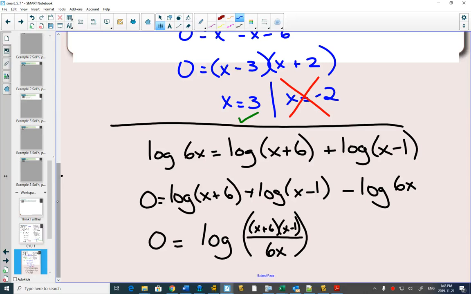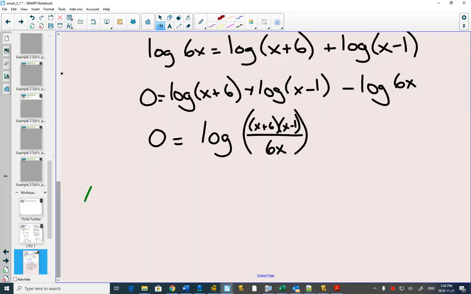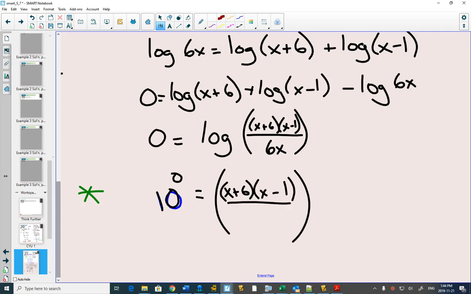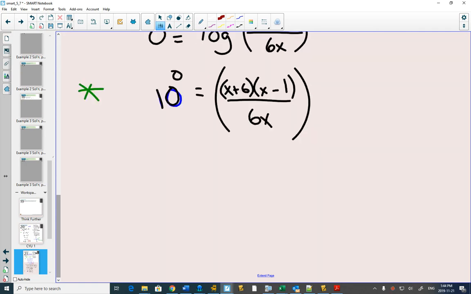The reason you get a single logarithm is so that, there's the green star, you can change it to exponential form. What's the base of this one? 10. What's the exponent? 0 equals the answer. x plus 6, x minus 1 over 6x. What's 10 to the 0? 1. I'm going to multiply this out.